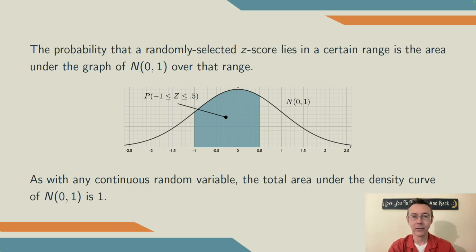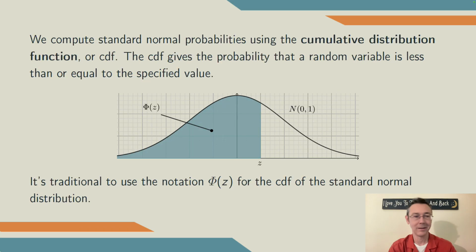So for instance, on this slide, I'm picturing the probability that z is between -1 and 0.5. In other words, if we get a z-score just at random, we're looking at the probability that it's between -1 and 0.5. It's represented by the area under this curve that is shaded, the fraction of the area that's shaded. As with any continuous random variable, the total area under a density curve, including that of N(0,1), is 1. We compute standard normal probabilities using the cumulative distribution function, or CDF. And this is the case for the standard normal, as for just about any probability distribution for a continuous random variable. I've illustrated it here.